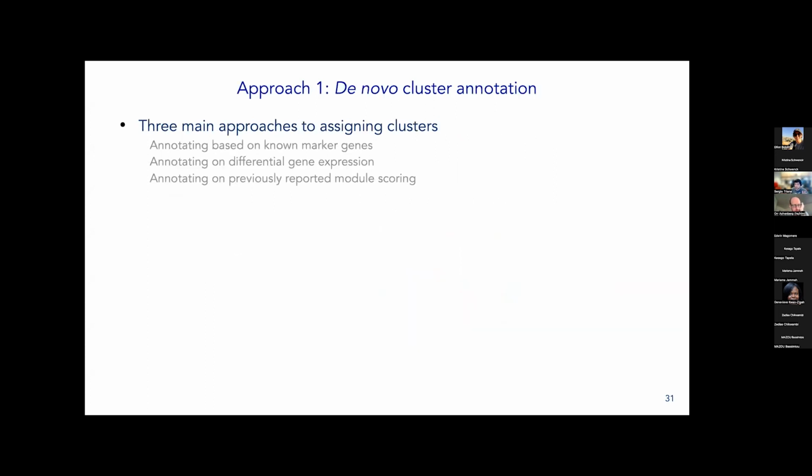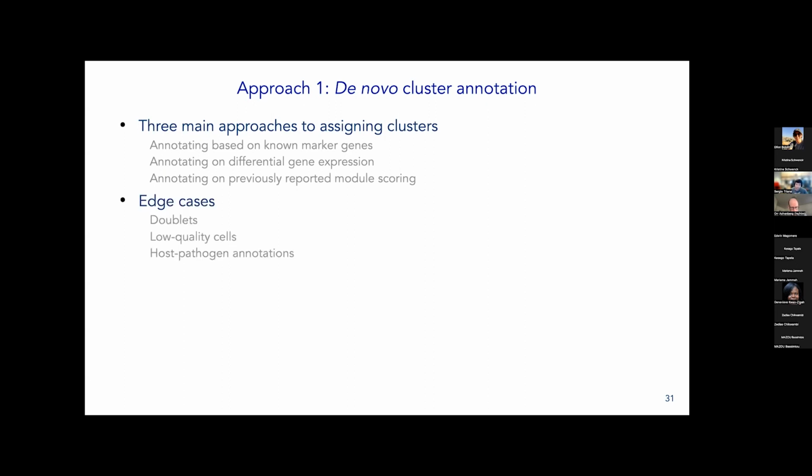So here I'm going to talk to you about three main approaches to assigning clusters. The most simple one, and the one that you can always rely on, is based on known marker genes. If your system is well known, you can use marker genes to annotate these. So basically previous knowledge, canonical marker information from textbooks. The next one is using differential expression of the clusters. So basically comparing each cluster against each other and trying to find out what makes each one unique, and then trying to compare this to literature. And the next one is trying to annotate using previously reported information, such as gene scores or atlases.